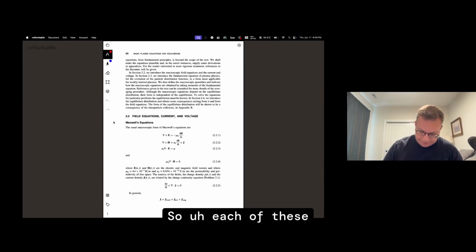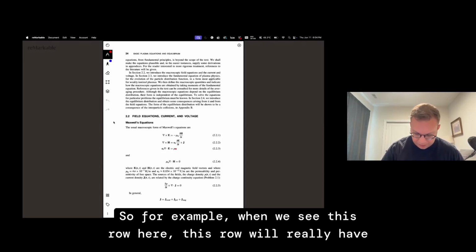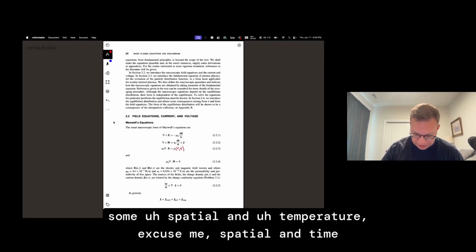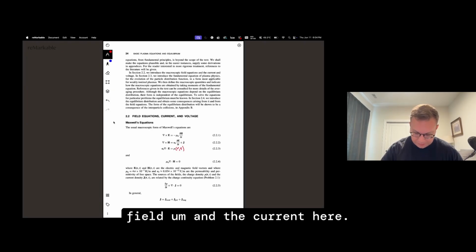Each of these are vector quantities, so they have a spatial and temporal dependence. For example, when we see this rho here, this will really have some spatial and time dependence, as will the electric field and the magnetic field, and the current here.